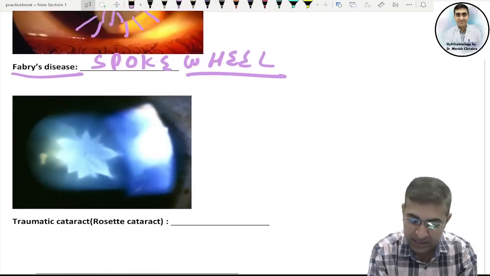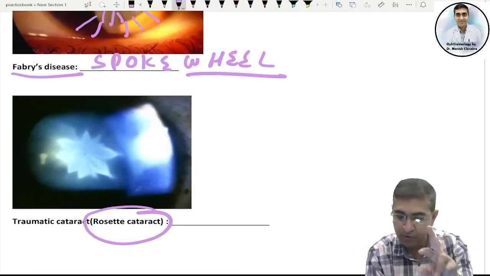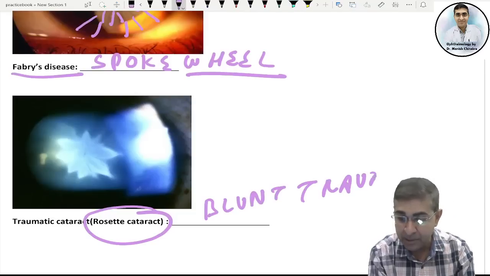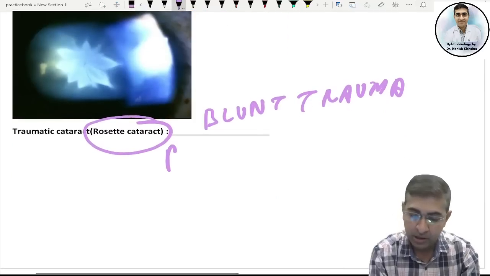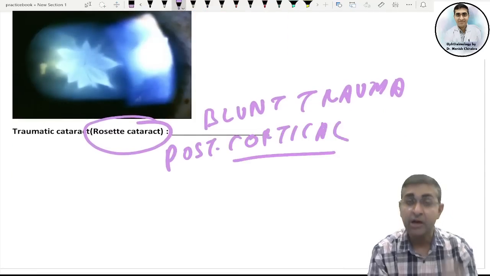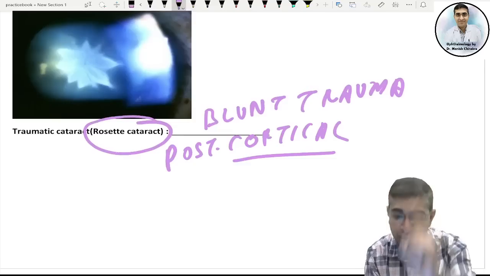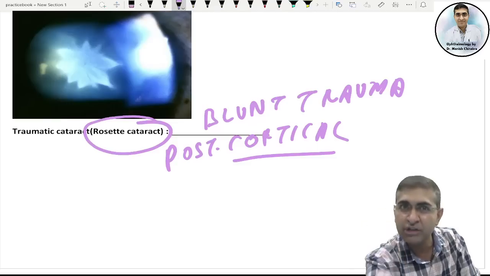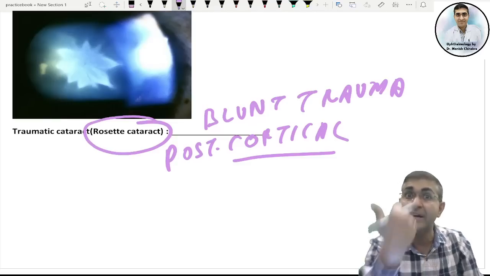Okay, so what is this? This is your traumatic cataract, which is rosette cataract. It is seen in which form of trauma? It is seen in blunt trauma, and typically it is your posterior cortical cataract. Mind you, if I am talking of penetrating trauma, it will be anterior cortical, because when the foreign body will penetrate the cornea, it is going to hit the lens.